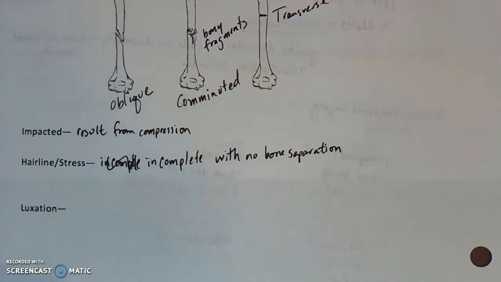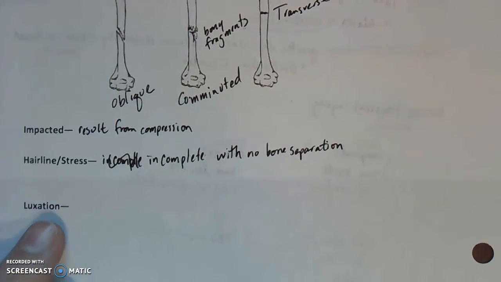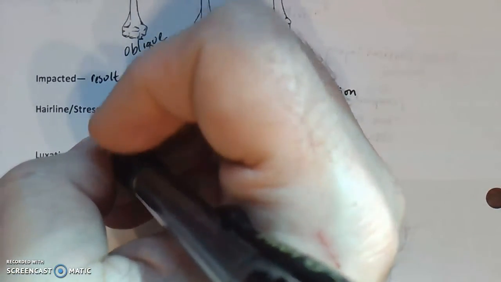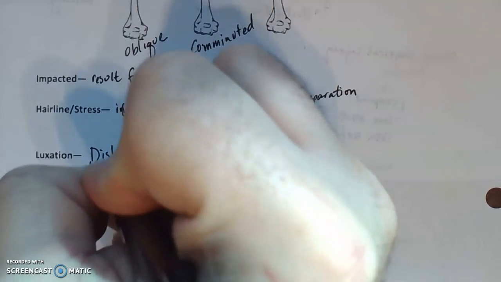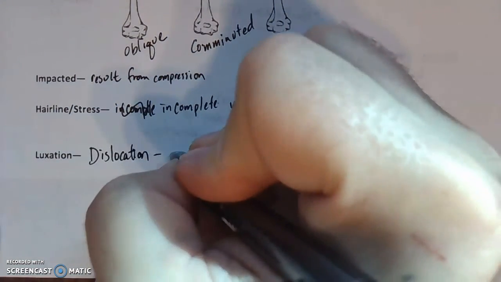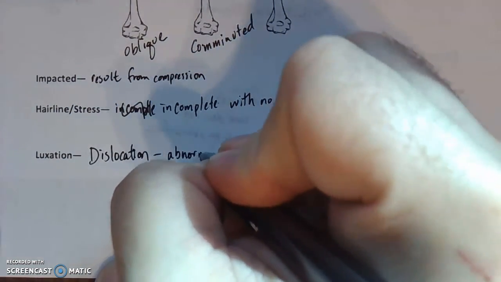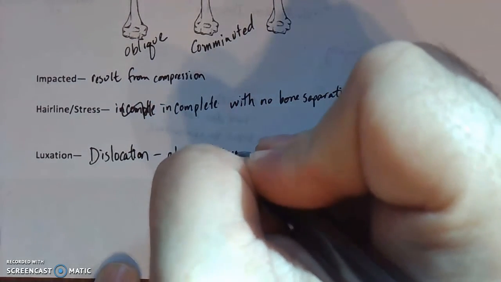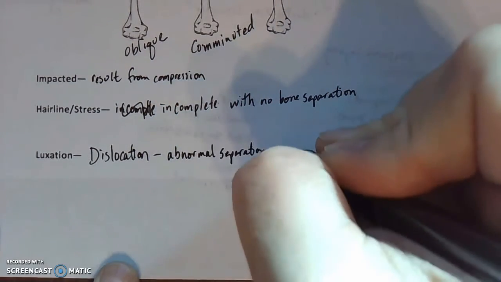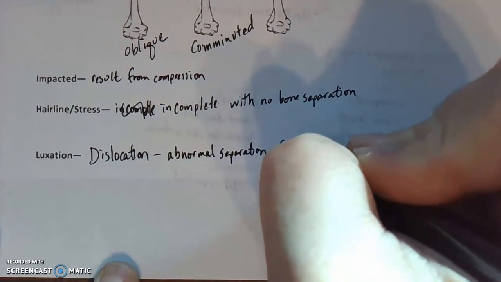When we get back to the classroom, I do have a set of x-ray copies that we can look at. The other thing that might occur is called a luxation. A luxation is a dislocation. This is the abnormal separation of bones in a joint.